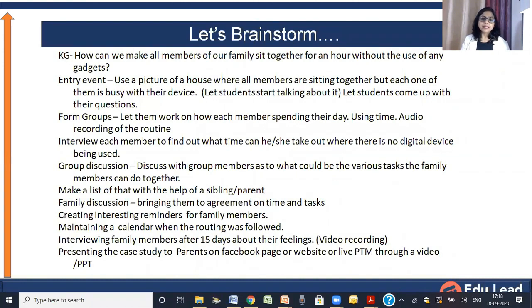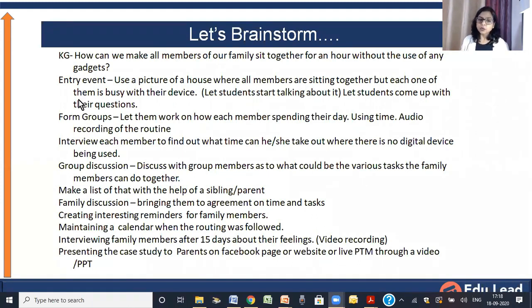Now let me tell you about the KG example, how can we make all members, and these are kindergarten students, remember, they are not able to read on their own, they are not able to write on their own. Considering this is the context of our students, how do we still get them into PBL? So the question here is, how can we make all members of our family sit together for an hour without the use of any gadgets?